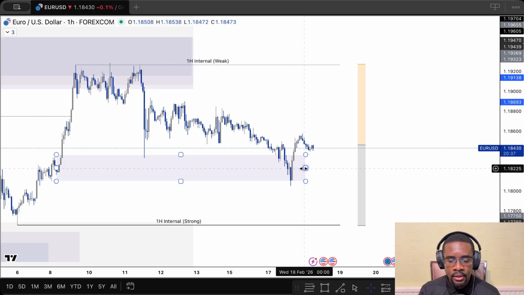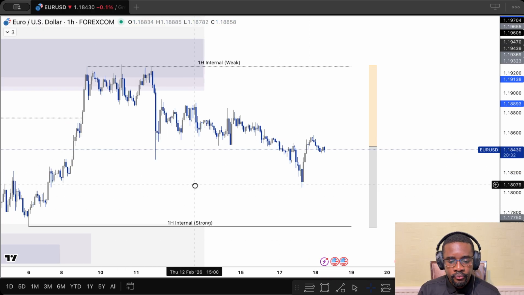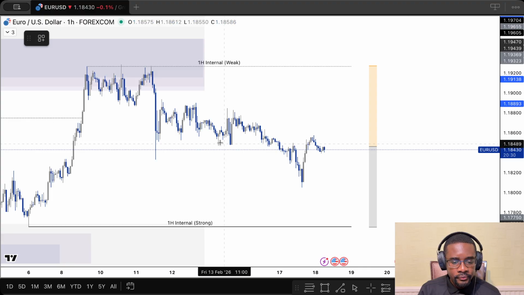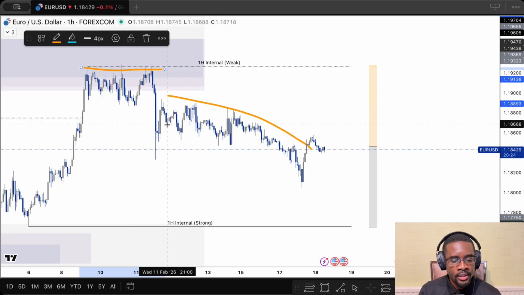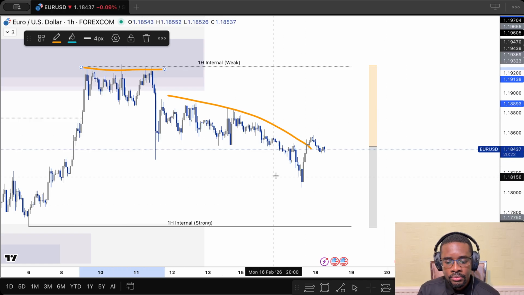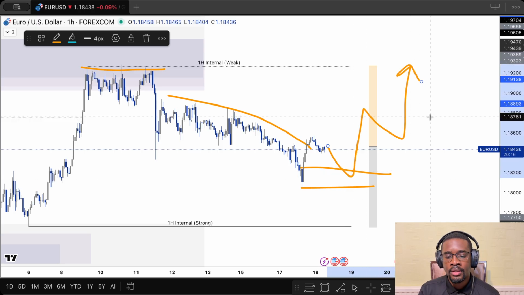4 hour has also failed, but all of this has been corrective price action. So we have all this liquidity that's resting up here. So I'm anticipating that possibly we could see something like this, right? And then we go. And then we go. So that's what I'll be looking at.